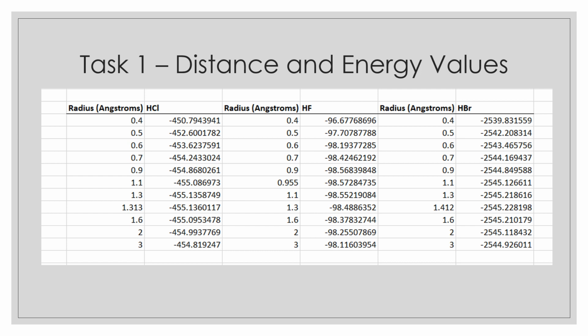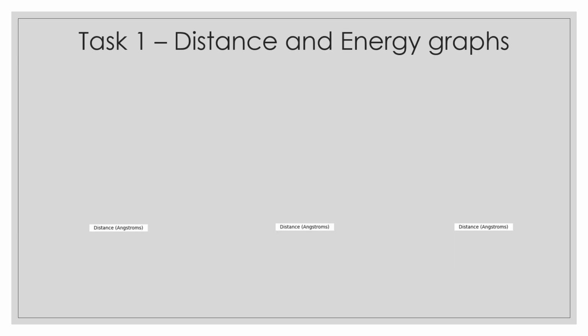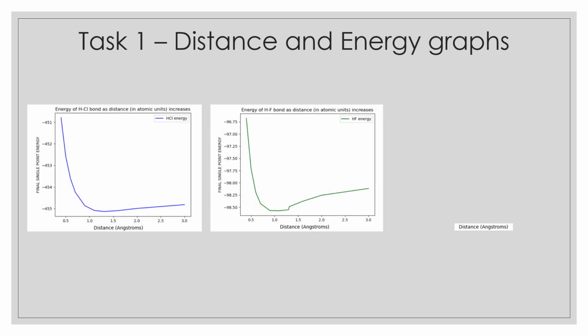The only thing to note here is that the equilibrium values from before have been included, and that the energy becomes more negative until the equilibrium bond length is met, and then the energy starts to become less negative, indicating that the equilibrium bond length is the minimum energy configuration. And these are the graphs of the final single point energies plotted against the distance in angstroms.